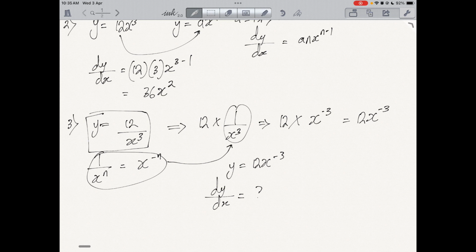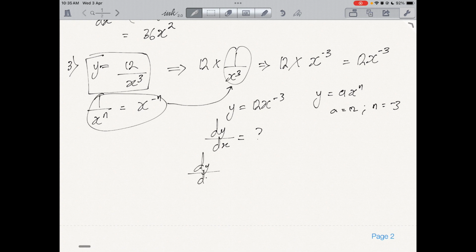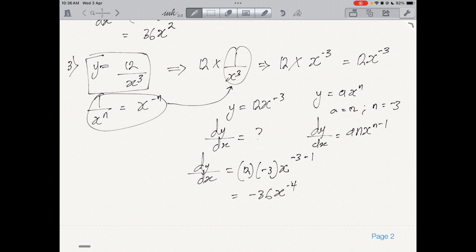Alright. So from here, comparing it to y = ax^n, we have that our a is 12 and our n is -3. Therefore, our dy/dx is a n x^(n-1). So that's equal to 12 multiplied by -3 multiplied by x^(-3-1). And this will give us -36x^(-4).